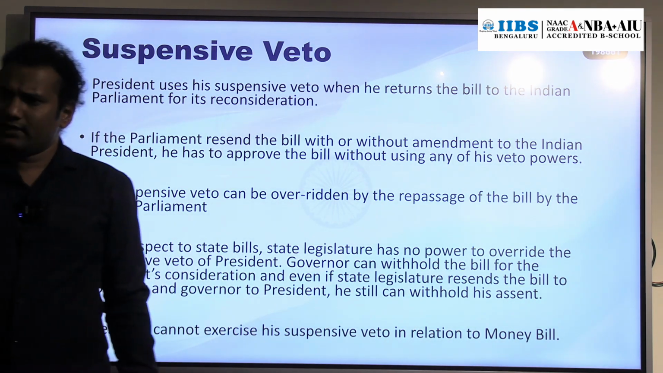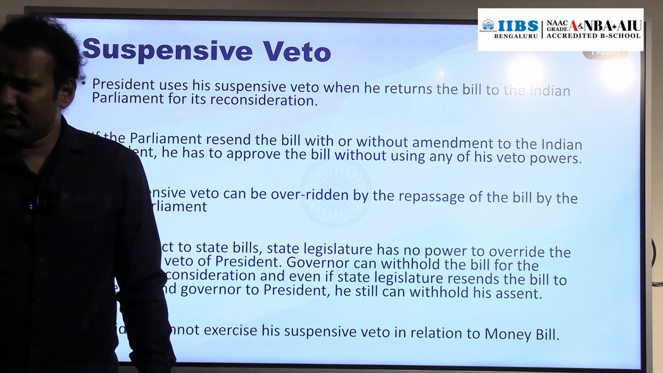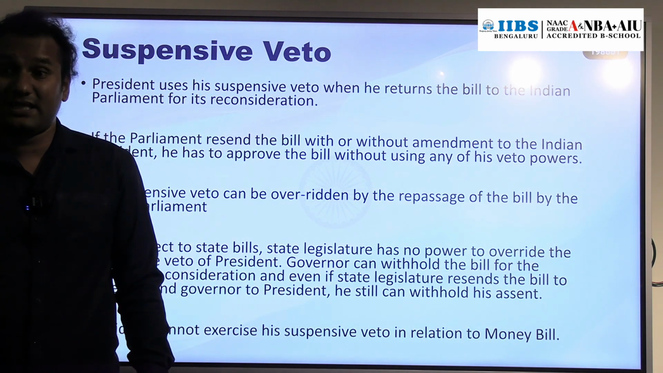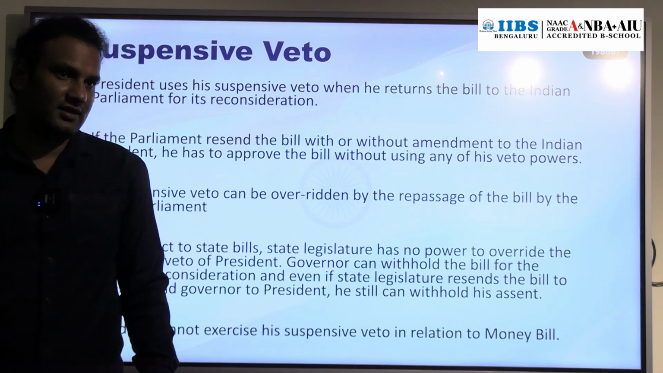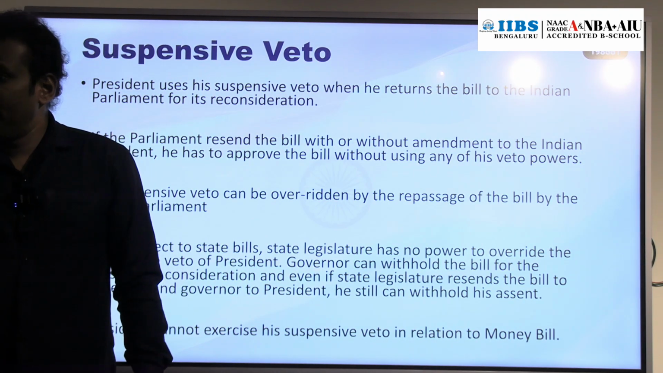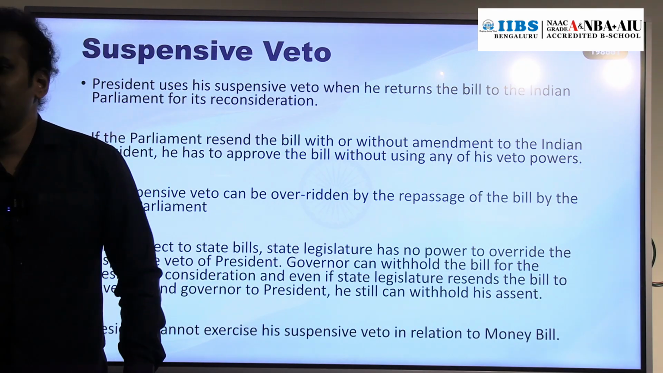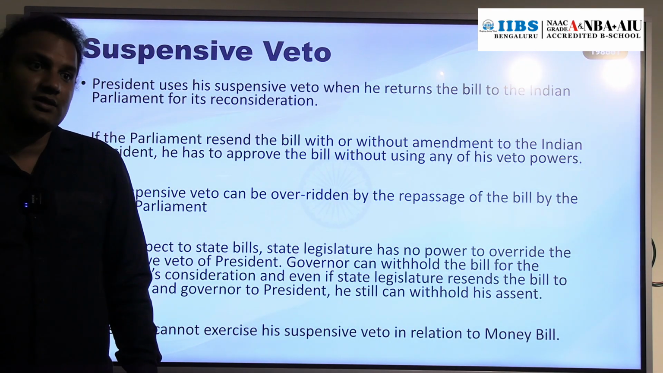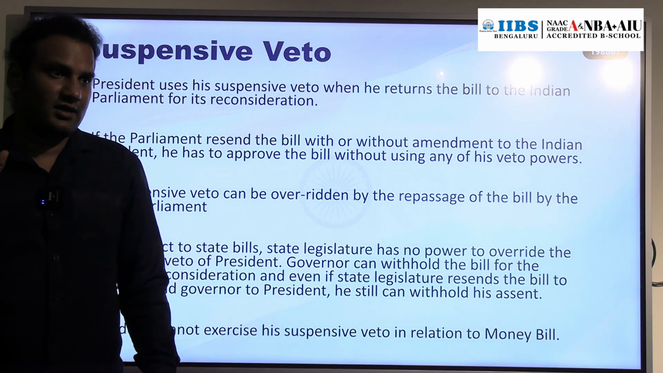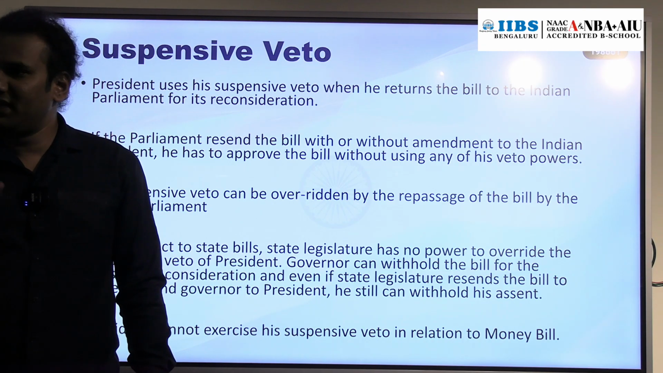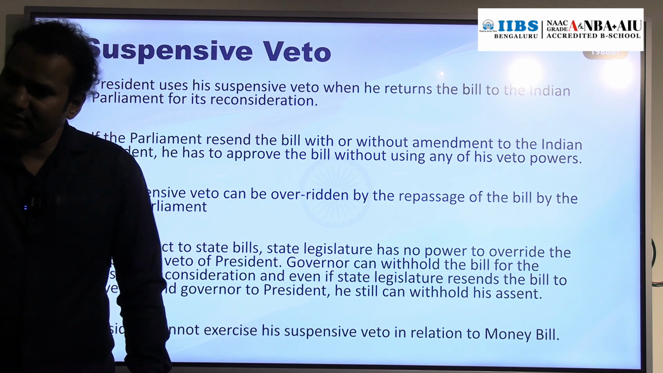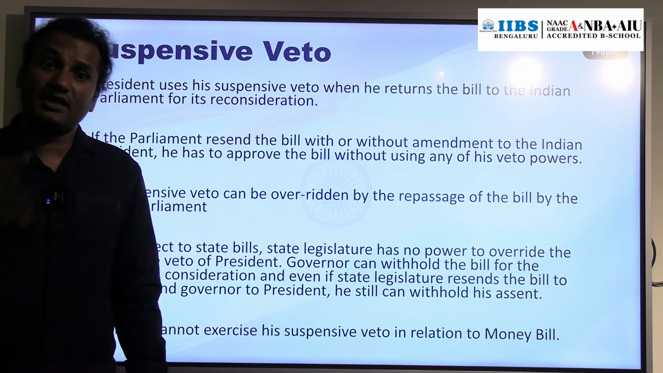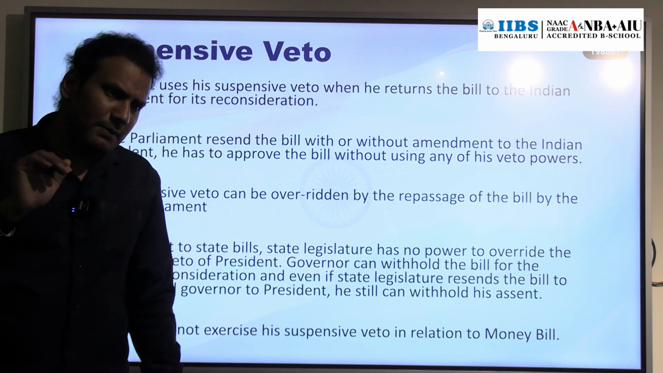Does the president have the power of suspensive veto for every bill? No. Money bill, it does not have. The president cannot use the suspensive veto on a money bill. A money bill cannot be returned by the president. The president has to give assent. So this is about the bill related to parliament.